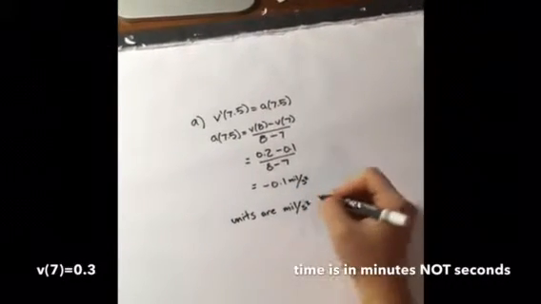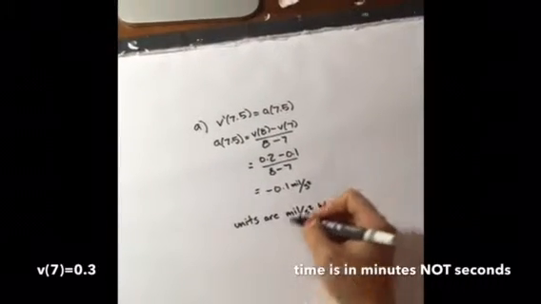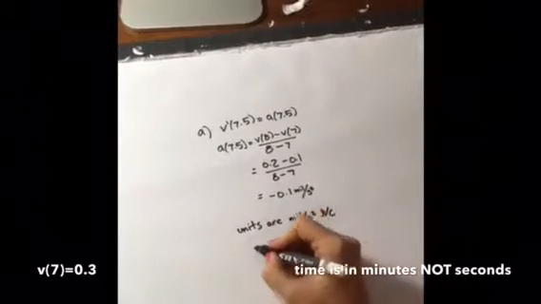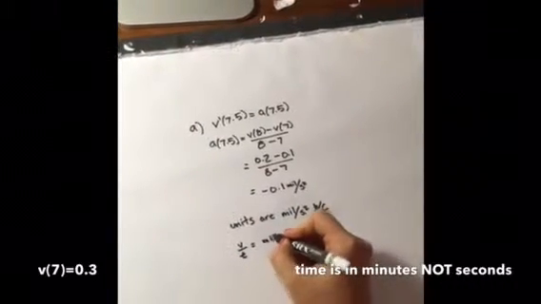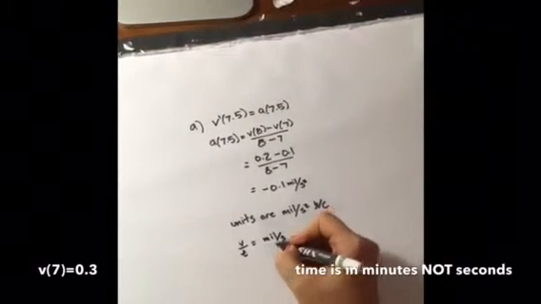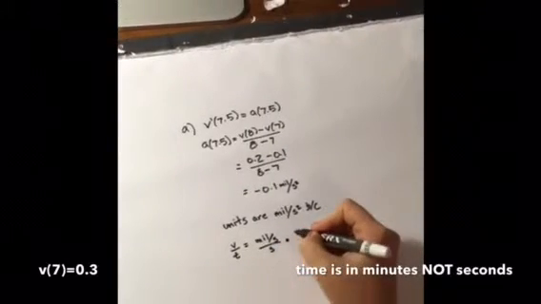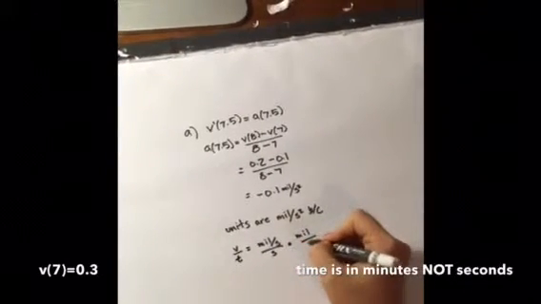The way I solved for these units was I was dividing a velocity by a time, and the velocity was in miles per minute, and the time was in minutes, so you should end up with a unit of miles per minute squared.